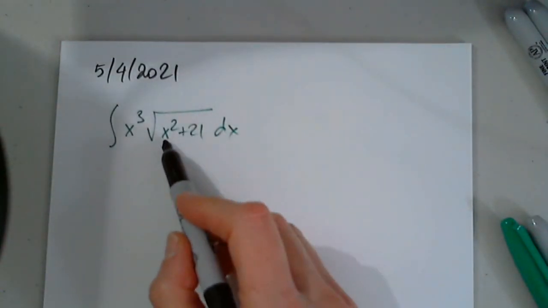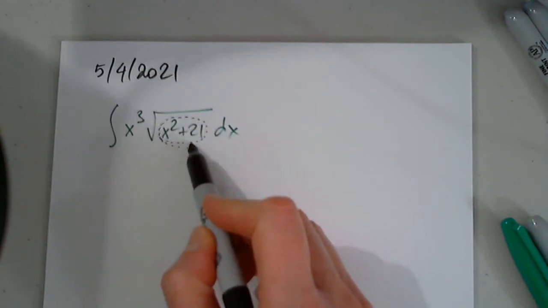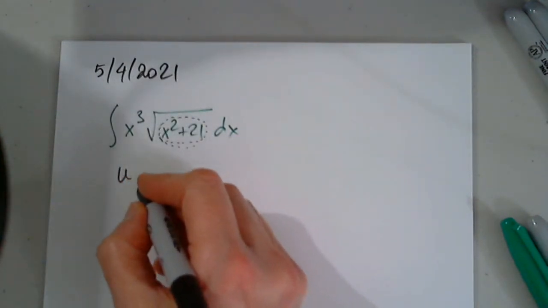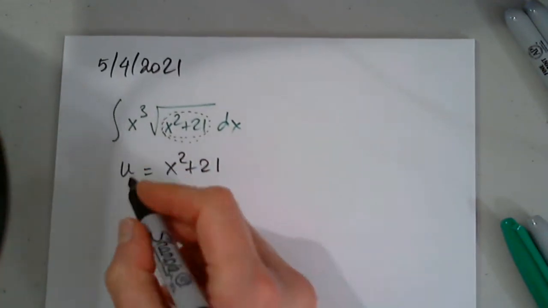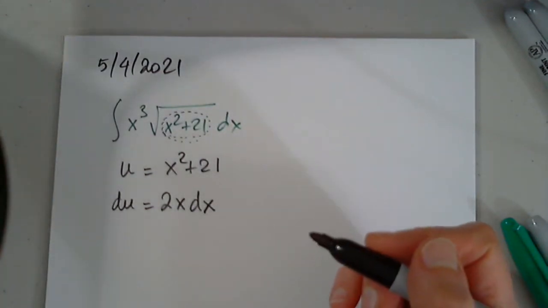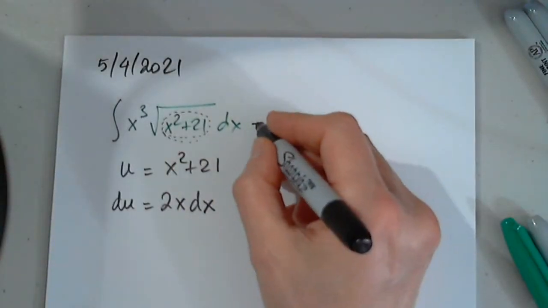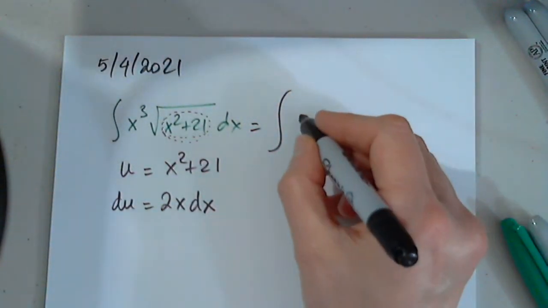What I would like to do is use the u, or any notation you like, it doesn't matter. So I'm going to say let u be x squared plus 21, as long as du is easy to make. So the integral, you don't have to copy this, but it's easier for me to explain.